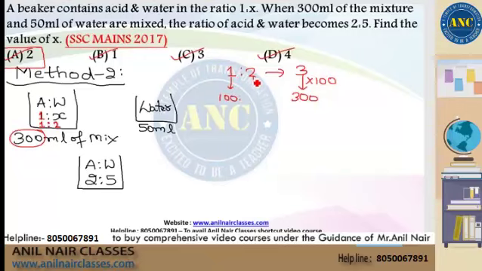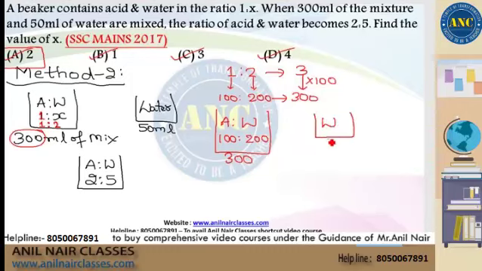1 into 100 is 100. 2 into 100 is 200. That means in my first vessel, 100 ml of acid is present and 200 ml of water is present. Totally it is 300 ml. Now in the second vessel, water present is only 50 ml. Now if I mix these two, acid in the third vessel is 100 and water in the third vessel is 200 plus 50. It is 250.